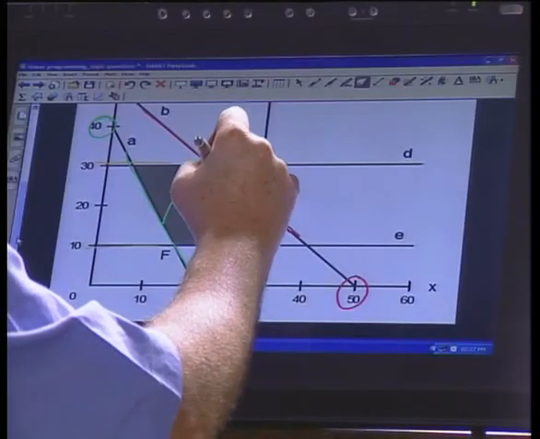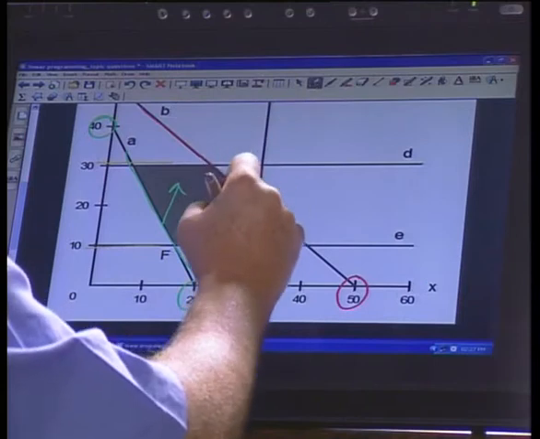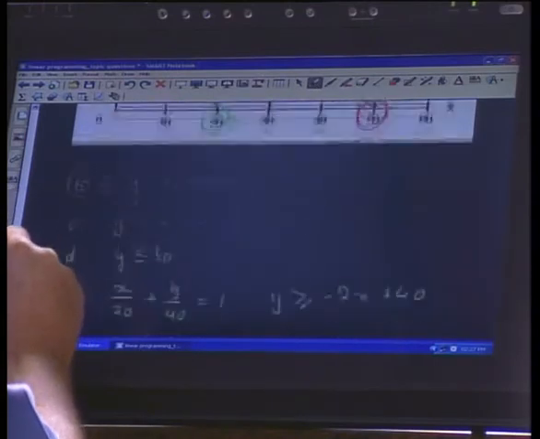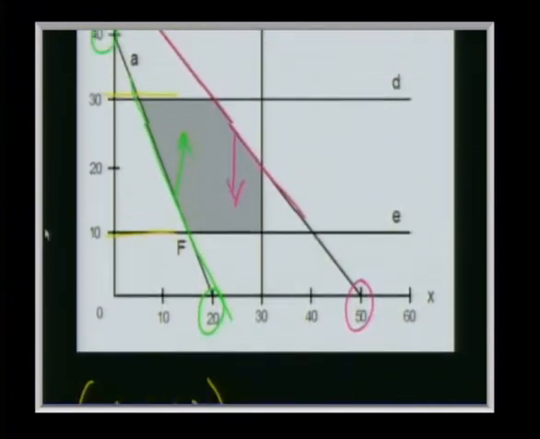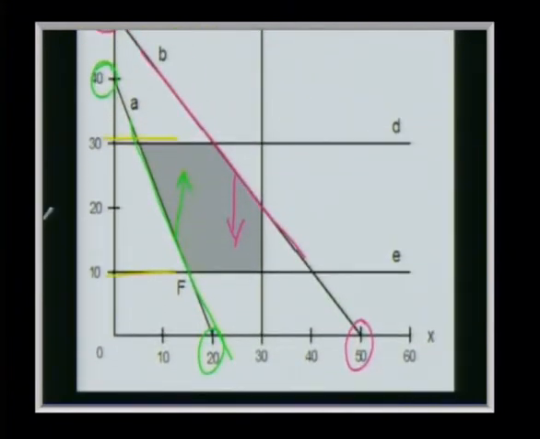It's below the pink line. It's below the pink line. So y is smaller than or equal to minus x plus 50. Right, we've done A, B, we haven't done line C. Line C is this vertical line over here.